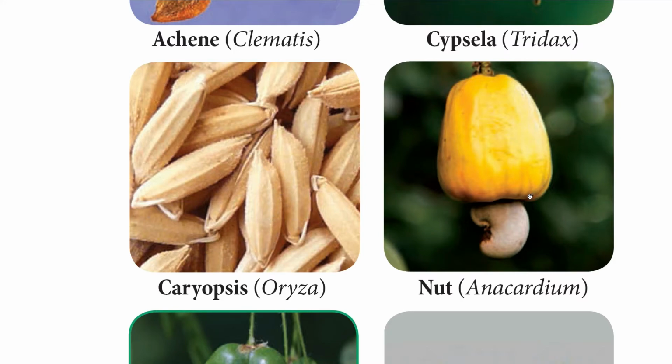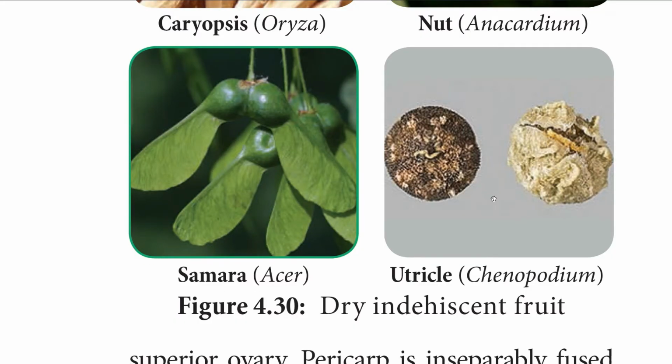And then the next type is called nut, or Anacardium, cashew nut. It develops from the multicarpellary syncarpous superior ovary with the hard woody, bony pericarp. In this, the edible fleshy part is the pedicel of the flower. The next type is called samara, example Acer. So here, a dry indehiscent one-seeded fruit in which the pericarp will develop into a thin winged structure around the fruit, example Acer. The last type is called utricle, example Chenopodium.